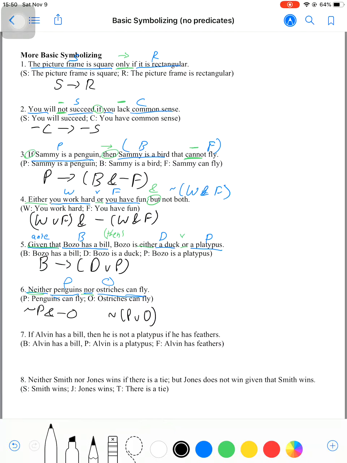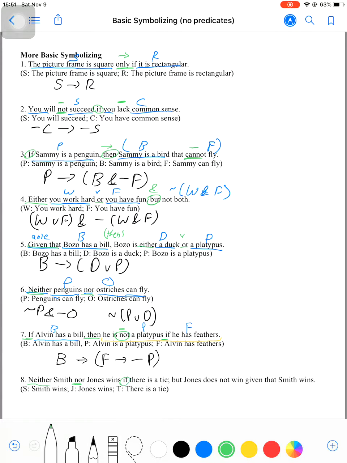Alvin has a bill is B, Alvin is a platypus is P, and Alvin has feathers is F. So let's start with Alvin is not a platypus if he has feathers. We know that the if he has feathers part will come first. So if he has feathers, then he's not a platypus. And we know that this itself is all following from the fact that Alvin has a bill. So here we have a nested conditional statement in the conditional statement, and that is something you can see on the exam.